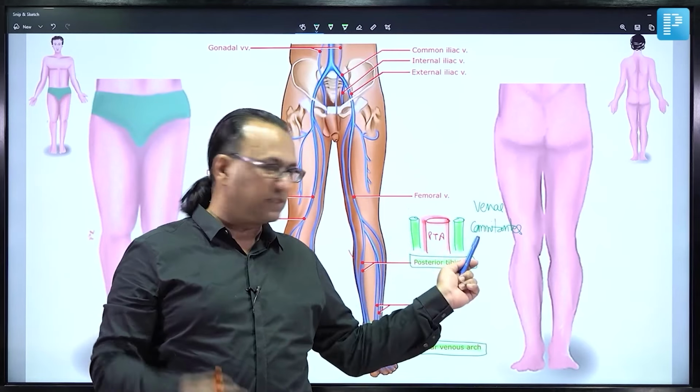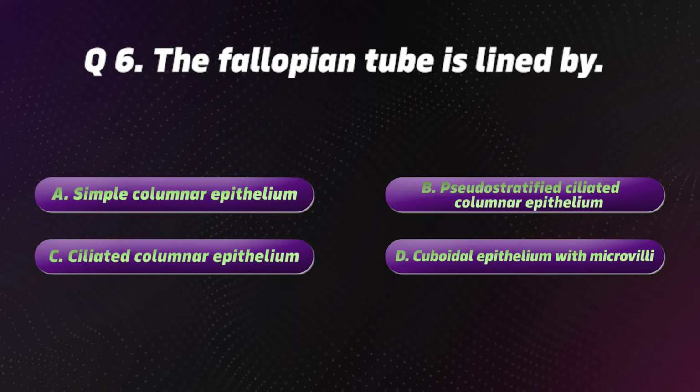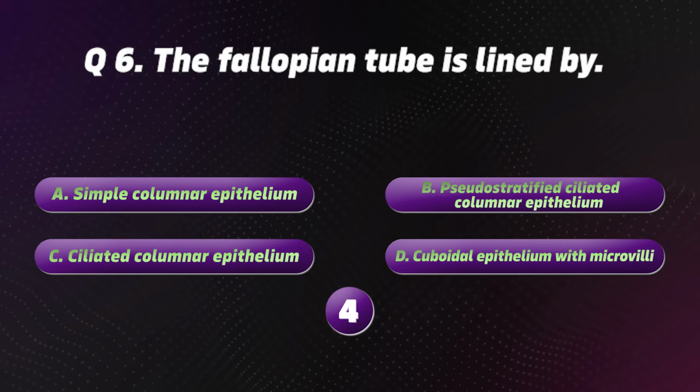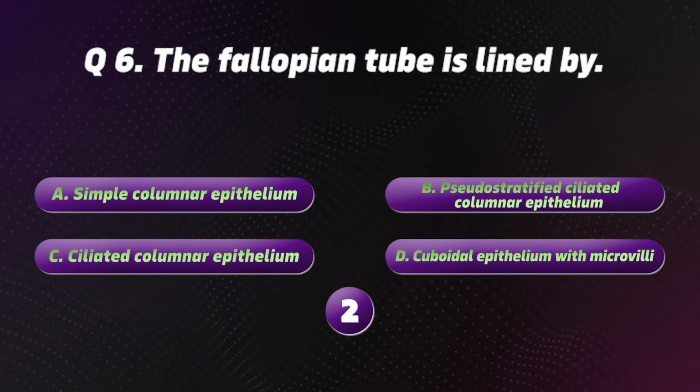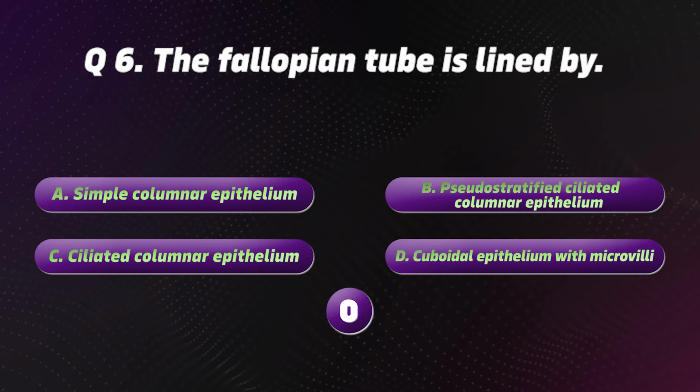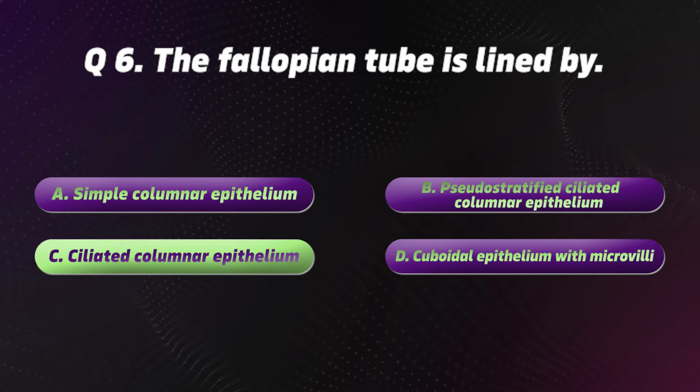Question 6. The fallopian tube is lined by. Here are the options. A. Simple columnar epithelium. B. Pseudostratified ciliated columnar epithelium. C. Ciliated columnar epithelium. D. Cuboidal epithelium with microvilli. And the correct option is C. Ciliated columnar epithelium. Here's the explanation.